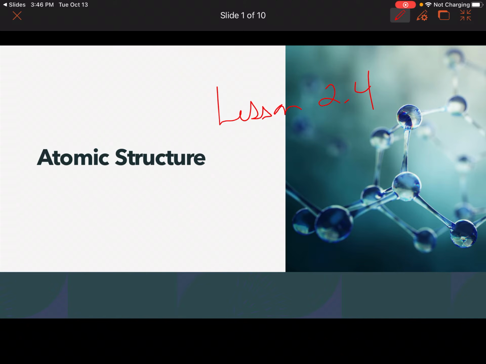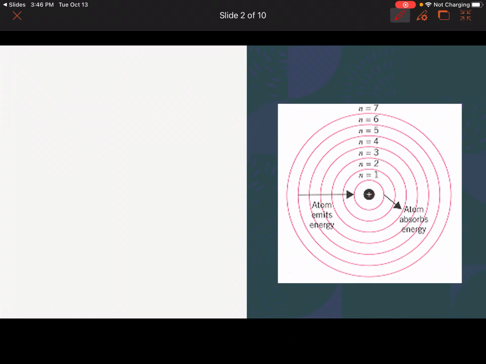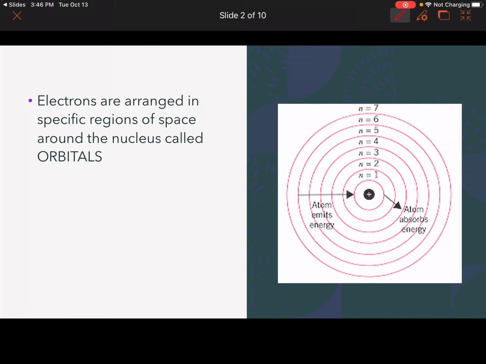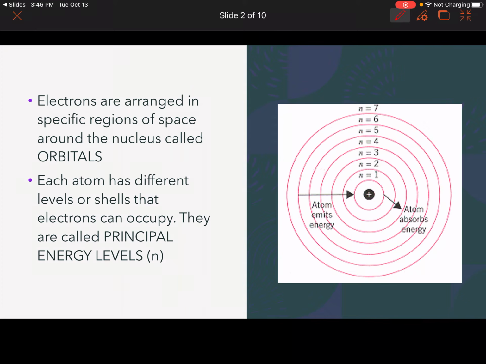Lesson 2.4. Okay. So right away here, electrons are arranged in specific regions of space around the nucleus, and these are called orbitals. Now, each atom has different levels or shells that electrons can occupy. These are called principal energy levels. As we see here, we've got 7 principal energy levels, 1 through 7, and these correspond to the periods on the periodic table. That's why there's 7 here.